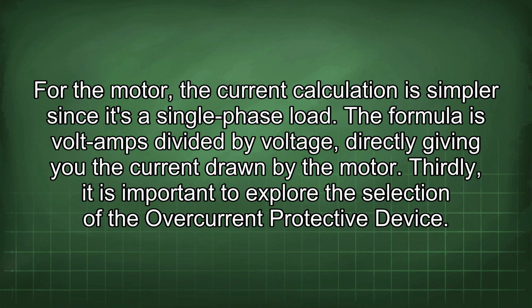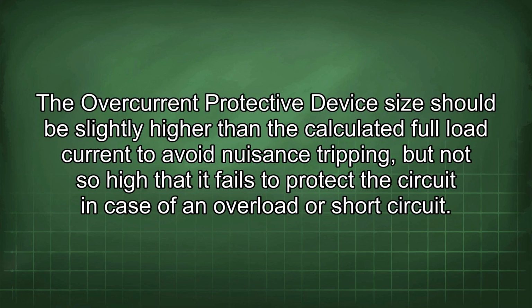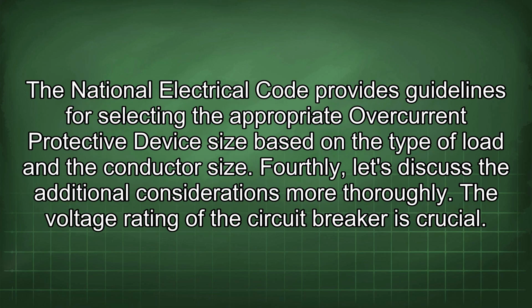Thirdly, it is important to explore the selection of the overcurrent protective device. Selecting the right overcurrent protective device involves understanding its purpose, which is to protect the circuit from overloads and short circuits. The overcurrent protective device size should be slightly higher than the calculated full load current to avoid nuisance tripping, but not so high that it fails to protect the circuit in case of an overload or short circuit. The National Electrical Code provides guidelines for selecting the appropriate overcurrent protective device size based on the type of load and the conductor size.